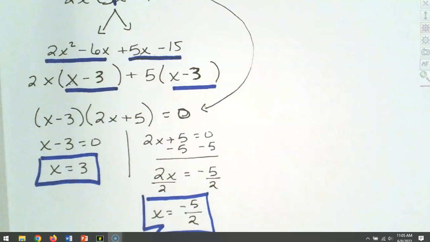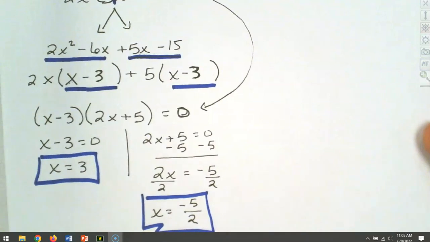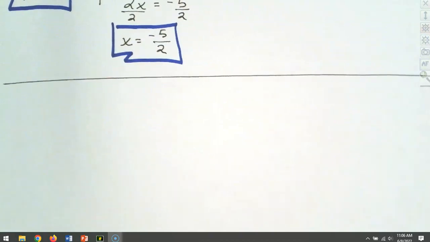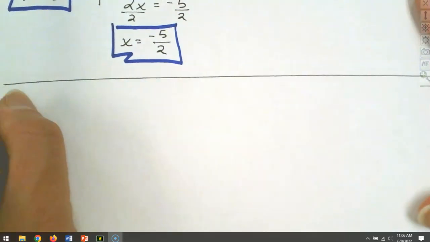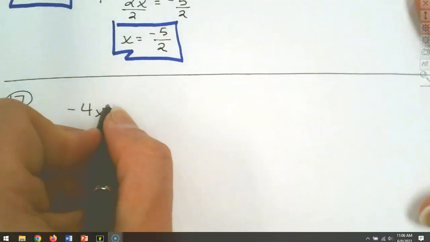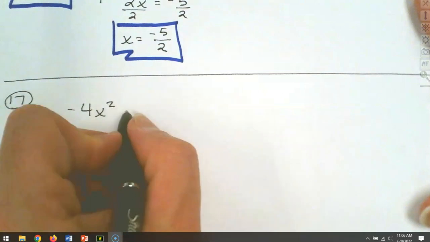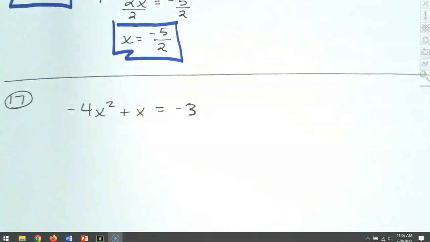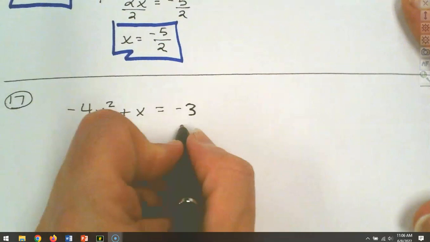Okay, let's look now at question 17. This one's going to be a little bit more difficult because we are going to have to divide some stuff out first. So question 17. We've got a minus 4x squared plus x equals a negative 3. So again, I'll try to let you guide me through the process. What's going to be my first step? Yep, so we're going to have to add 3.